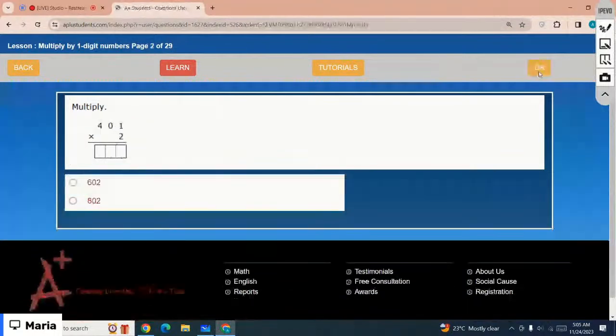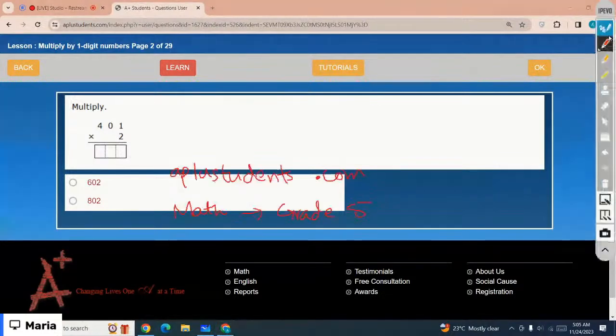Okay, the next one is 401 times 2. So let's just multiply. 2 times 1 is 2, 2 times 0 is 0, and 2 times 4 is 8. So the correct option is 802. Option number 2 is the correct option.